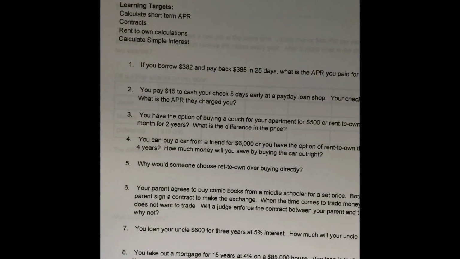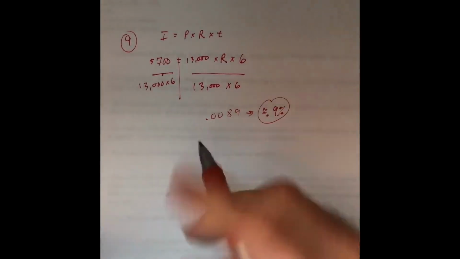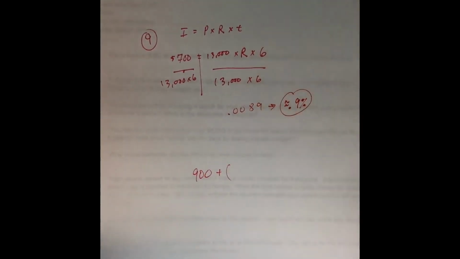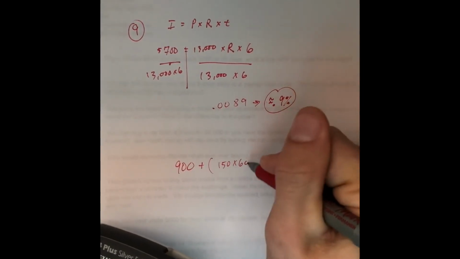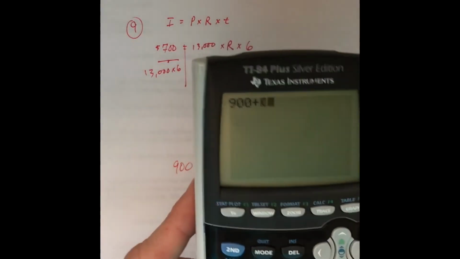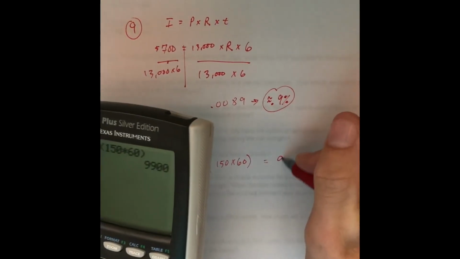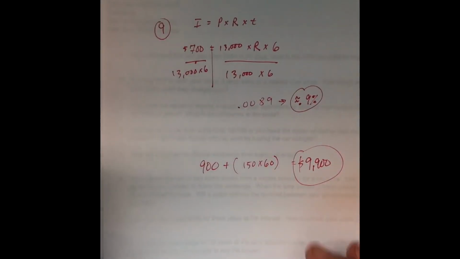Number 10, you buy a car for $900 down and you pay $150 a month for 60 months. How much is the total cost of the car? So it'd be the down payment is $900 plus it's going to be $150 a month, 150 times 60 months. So it'd be 900 plus 150 times 60, $9,900. Okay, this is number 10.